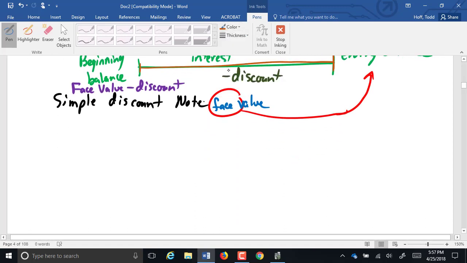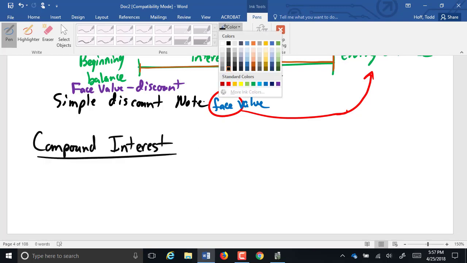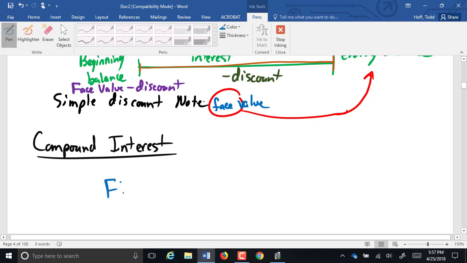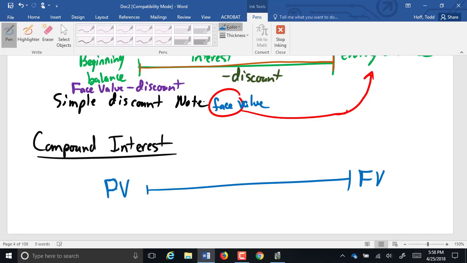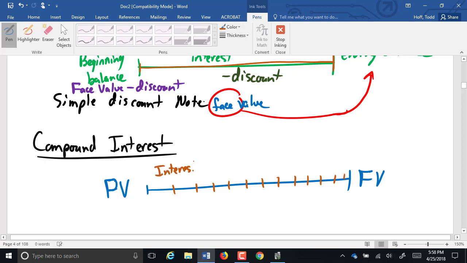Then what we did last week was compound interest, where we started out with a present value, and it grew to a future value, having many periods, and interest was calculated and added on at the end of each of those periods several times throughout the course of that term of that loan or investment.